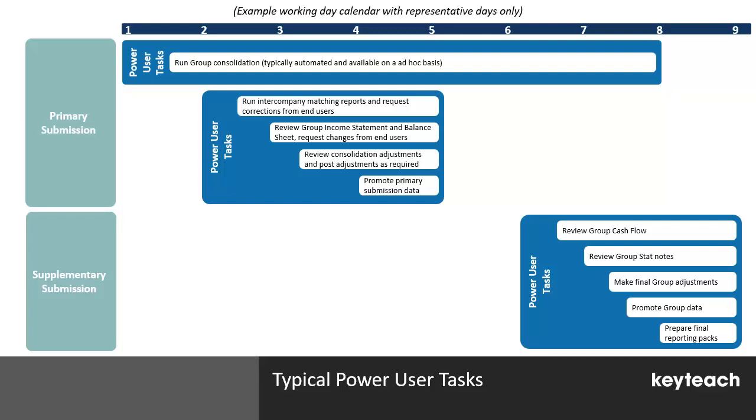And again, relating to a supplementary submission, we could review the cash flow, review the stat notes, make some final adjustments, and again, prepare and promote and sign off the data. So these are typical tasks for our administrators, for our end users, and our power users. And using task management, we can build very structured lists of tasks that can guide the users through these standard repeatable processes.